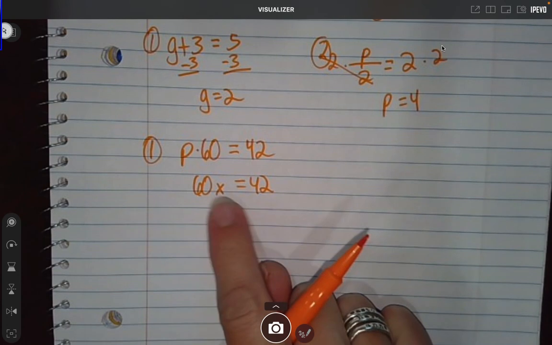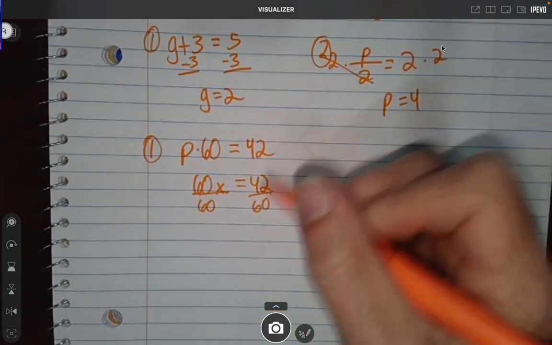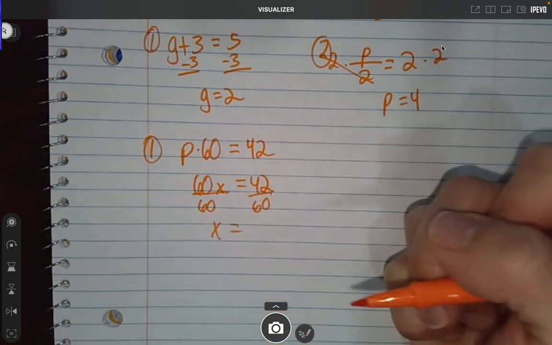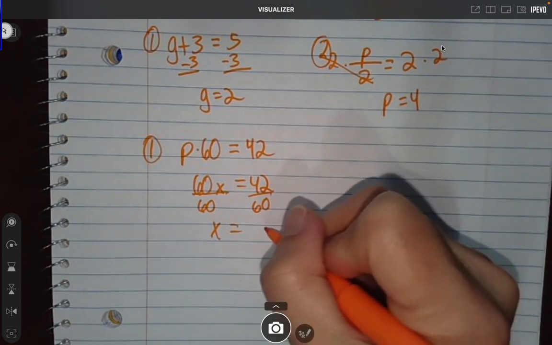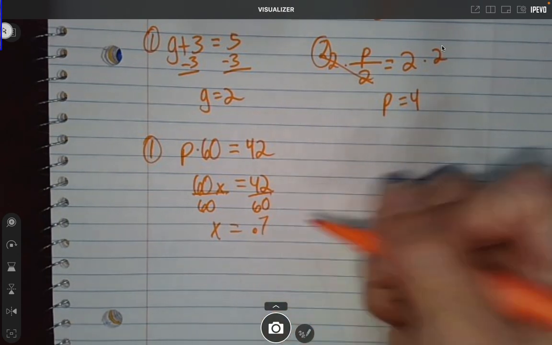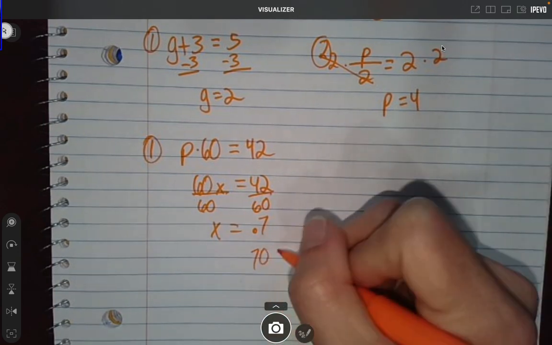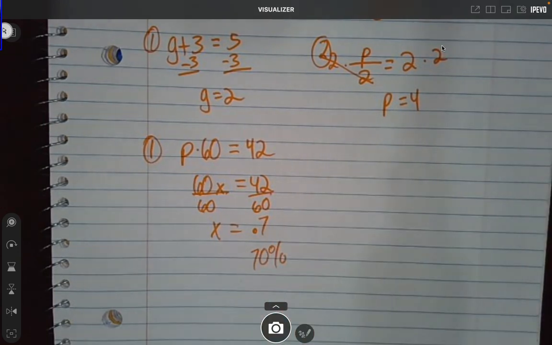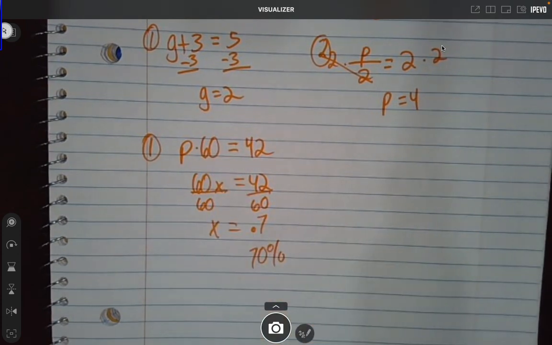On this one, I would just divide by 60. And what's 42 divided by 60? 0.7, which would be 70%. Okay. What percent of 60 is 42? So you can absolutely set yours up that way. If that's what you're used to, then I recommend doing that. I just make a little equation.